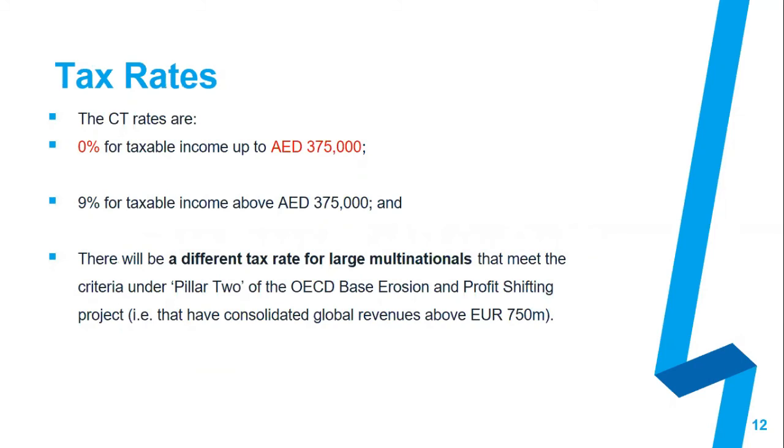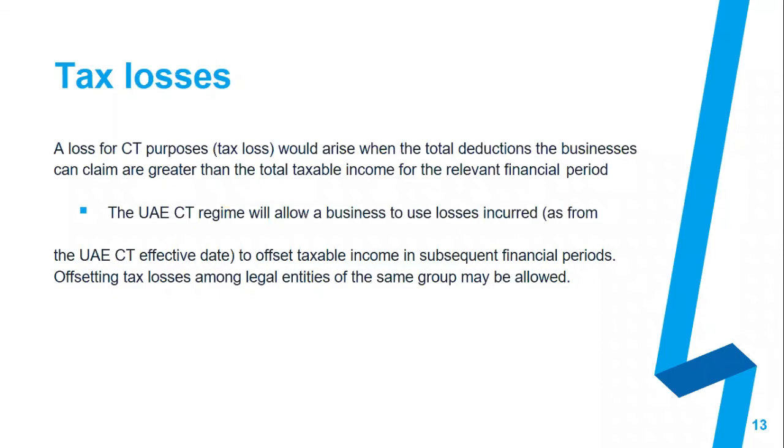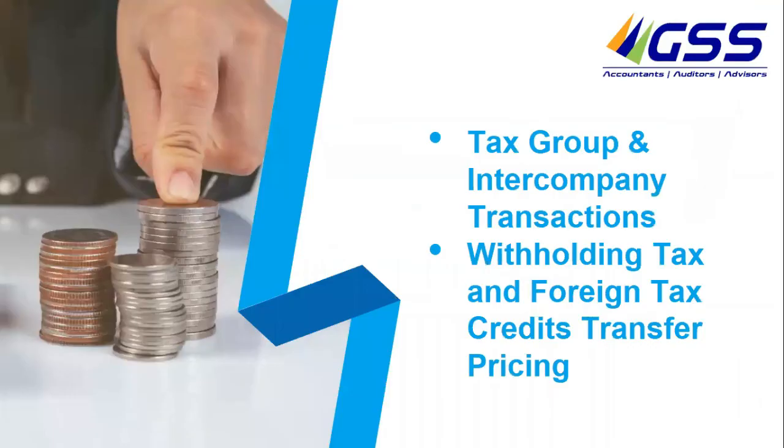But if you are a multinational, as per the definition of Pillar 2 of OECD, meaning your group consolidated revenue is more than 750 million euro, there will be a different rate and we expect a 15% rate at a minimum on that one. Tax losses can be carried forward.